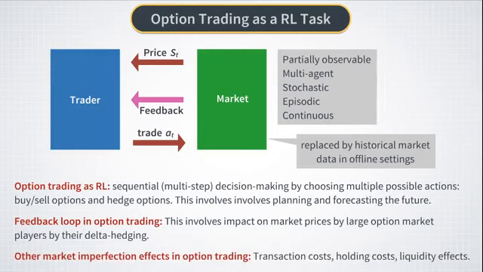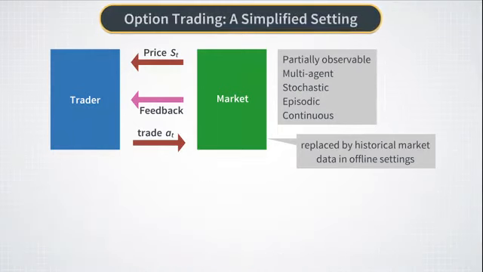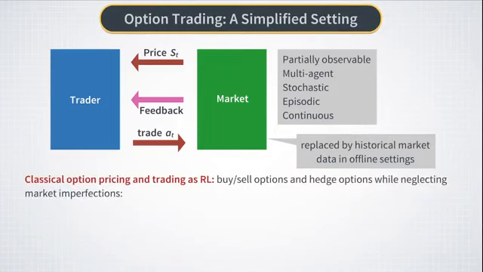In addition to feedback effects, there are other market imperfection effects, such as transaction costs, holding costs, and liquidity effects. Now, the standard approach of mathematical finance tremendously simplifies this whole task, albeit at a substantial cost. Here, by the standard approach, I mean the so-called risk-neutral pricing methods that can be viewed as straightforward modifications of the Black-Scholes model that consider volatility non-constant or stochastic.